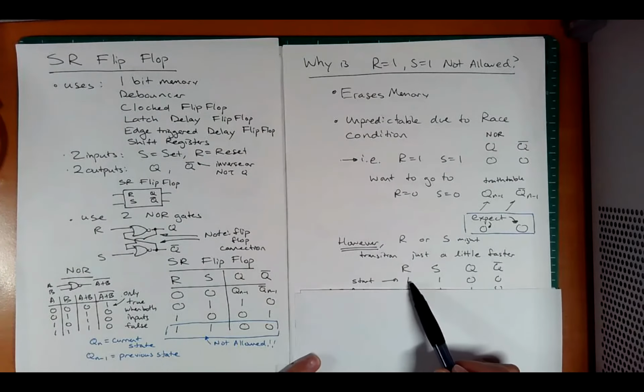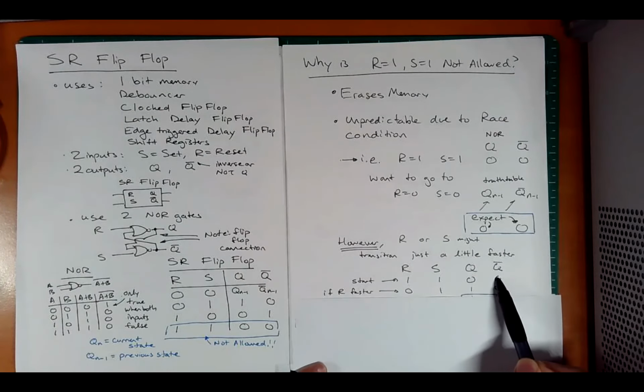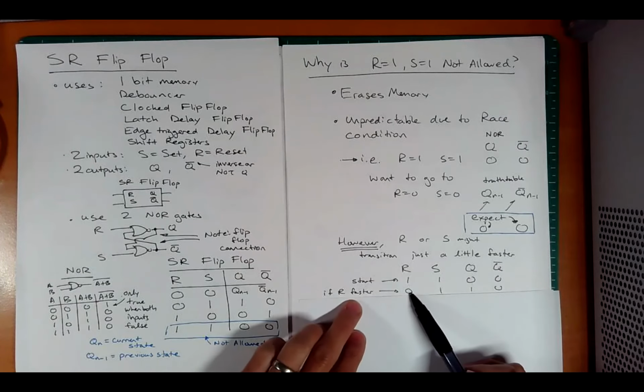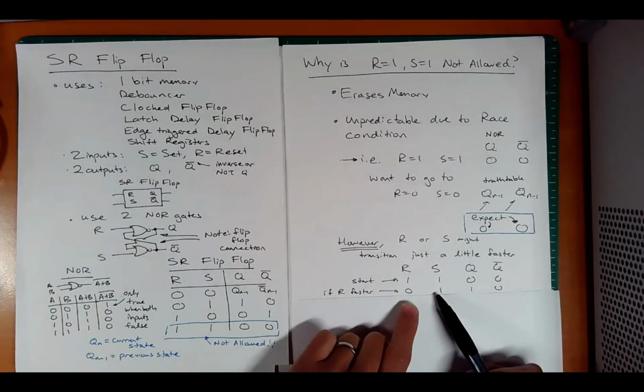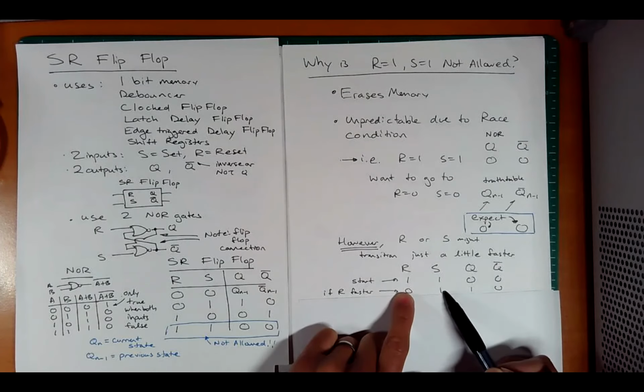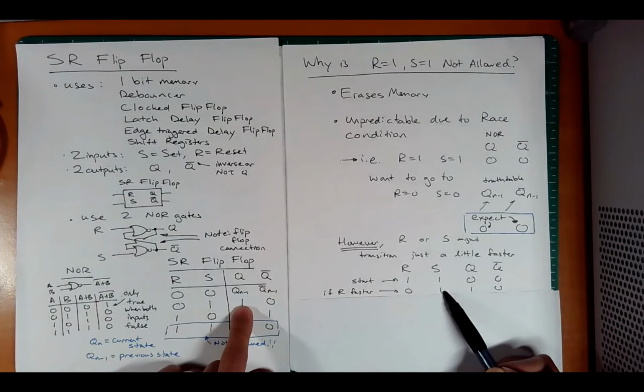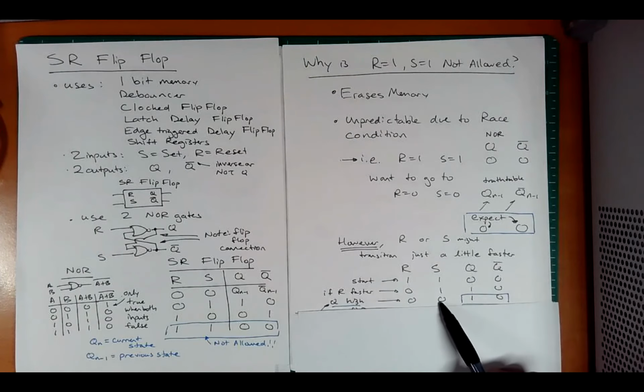So let's say we start at 1, 1, 0, 0. What might happen is this. You might release the R a little faster, right? And so you'd have a very short time where you have 0, 1. Well, if you have 0, 1, what happens? Well, we know what happens. Q goes high, right? And then once you release 0, you're left at 1, 0.